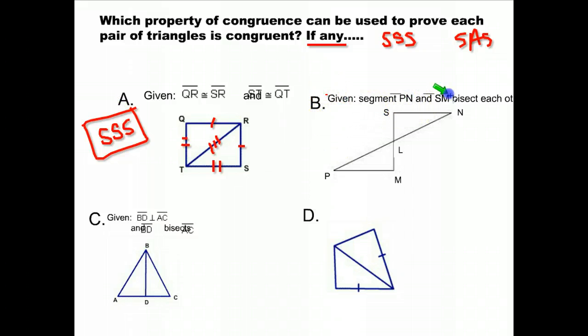Given that PN and SM bisect each other, what does that mean? Well, where's PN? It's the line from P to N, bisects the line from S to M. Bisecting each other means they cut each other in half perfectly. So that means SM is cut perfectly in half into 2 equal pieces here. So is PN. It's cut into 1 equal piece, 2 equal pieces right there. Now what do we have so far?